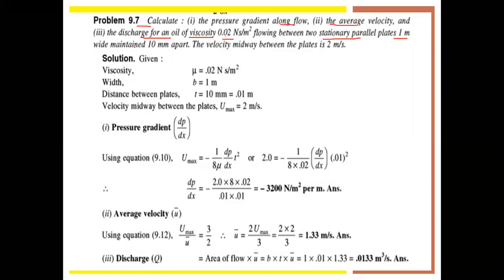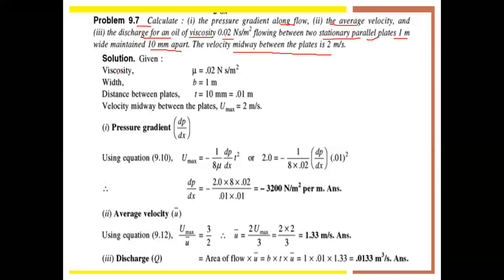The parallel plates, 1 meter wide, are maintained 10 mm apart. So the stationary plates are maintained at what distance? The thickness is 10 mm apart. The velocity midway between the plates is 2 meters per second. Since it is parallel plates, we have to take the formulas of parallel plates. Now, you see the given data.